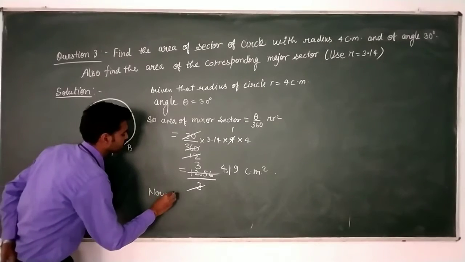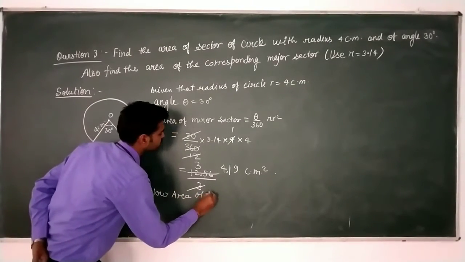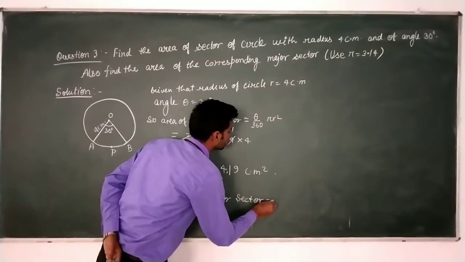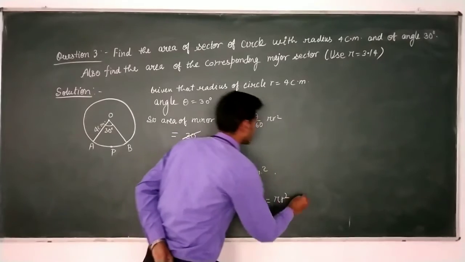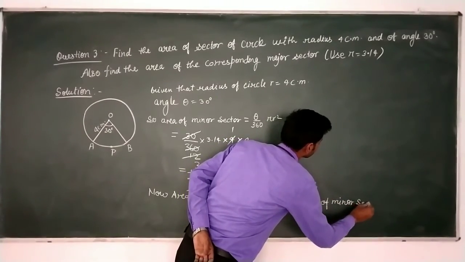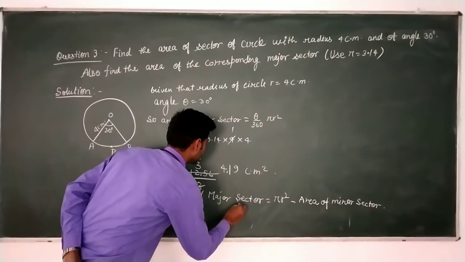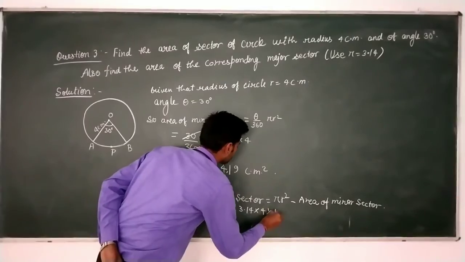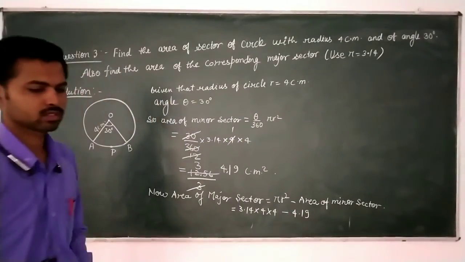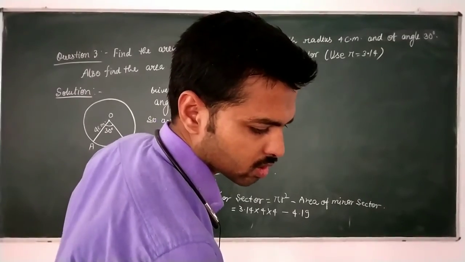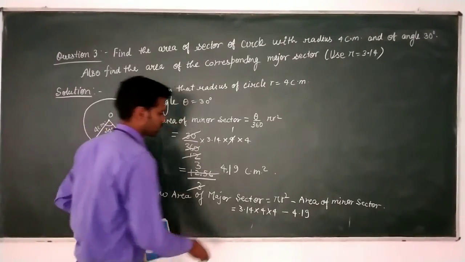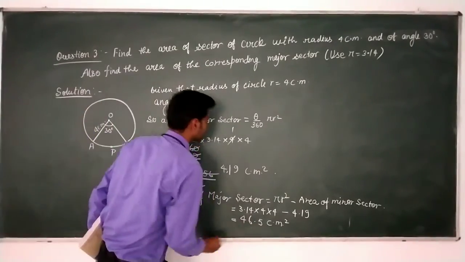Now, the area of the major sector is equal to pi r square minus the area of the minor sector. That is equal to 3.14 into 4 into 4 minus 4.19. It is equal to 5 centimeters square.